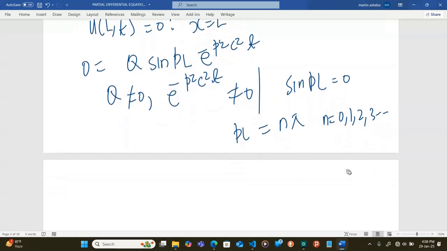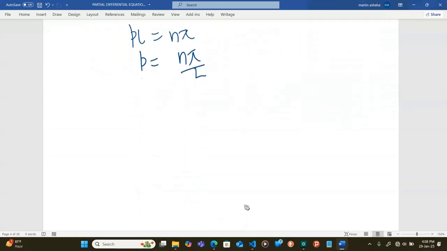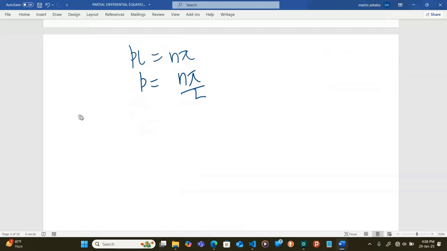So what does that mean? PL equivalent to n pi gives you P equivalent to n pi divided by L. Yes, so meaning, therefore, that u(x,t) will equal to what?